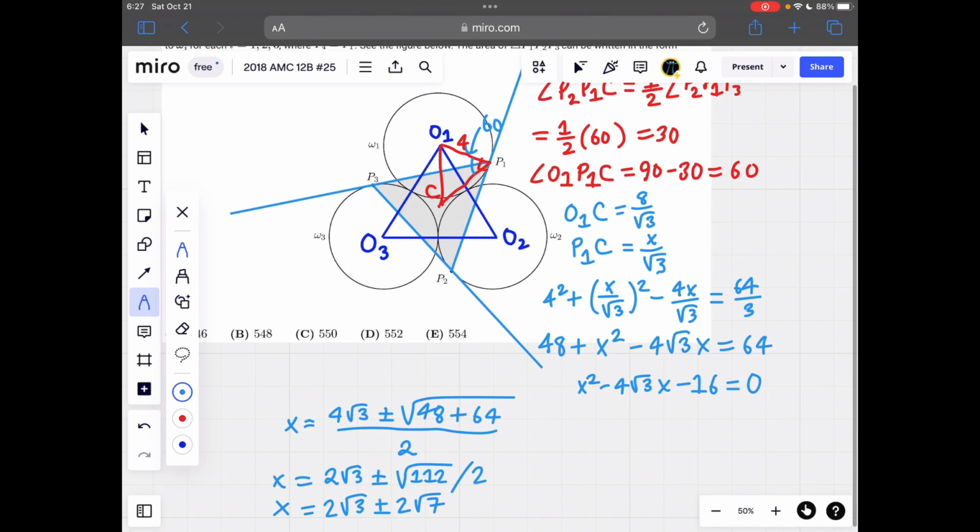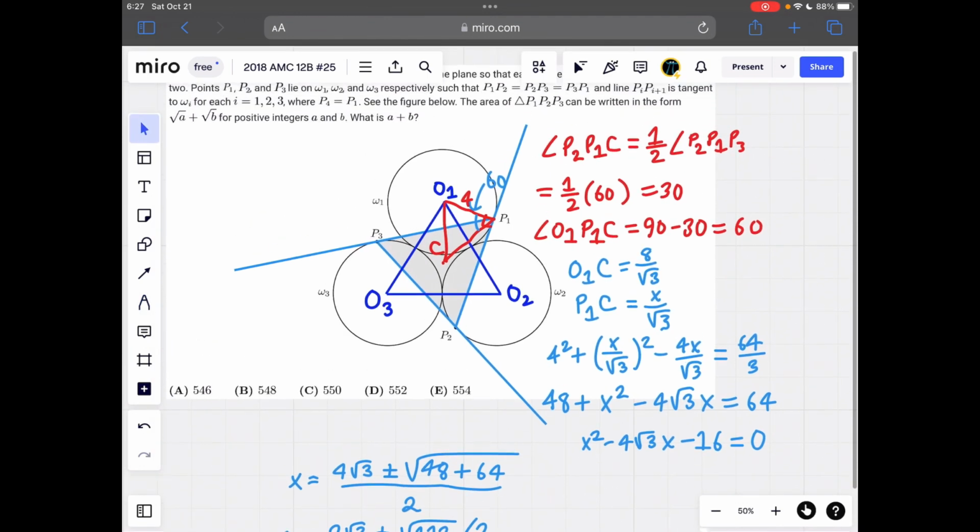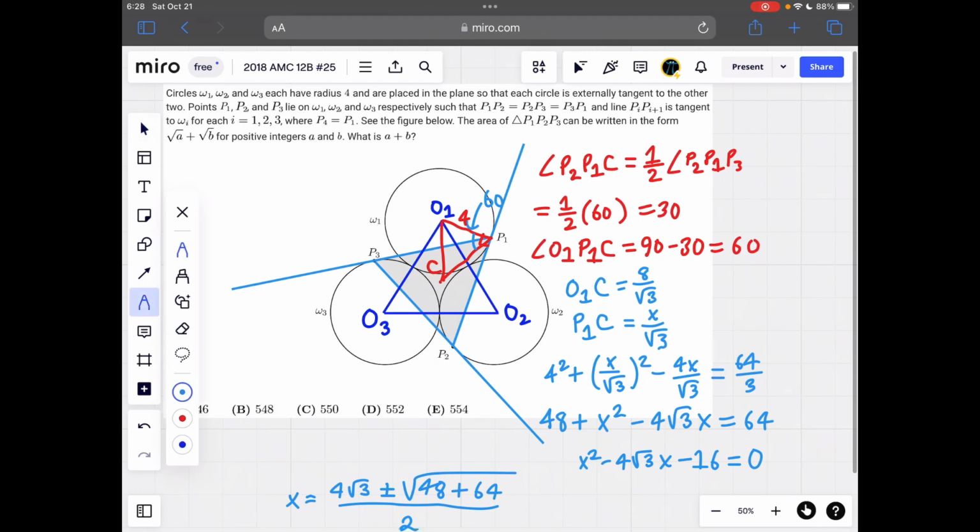Now obviously we can't have the side length be negative, so it can't be 2 root 3 minus 2 root 7, which is negative since 2 root 7 is clearly greater than 2 root 3. So we have to take the positive solution, x equals 2 root 3 plus 2 root 7. I will use that when we do our computation for the area of triangle P1P2P3, which is x squared root 3 over 4.